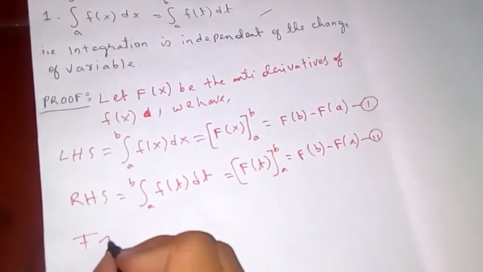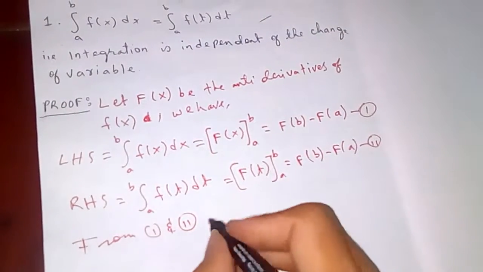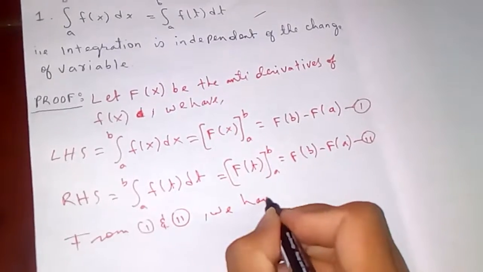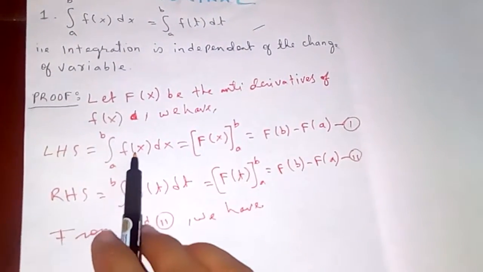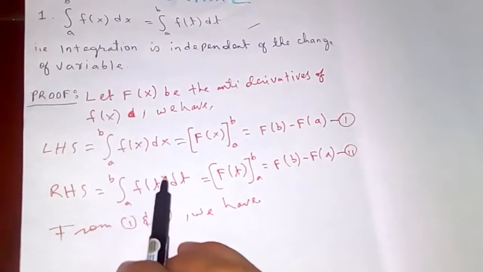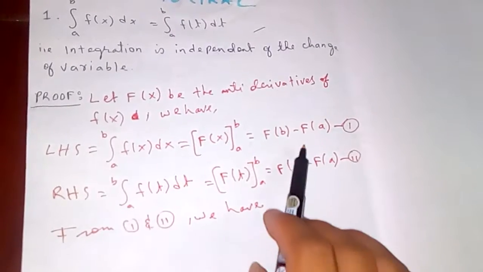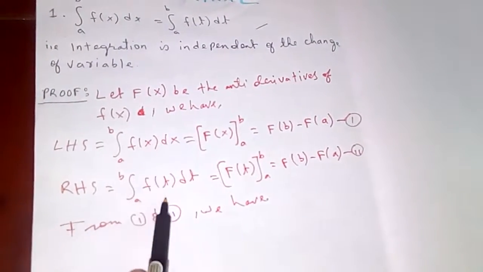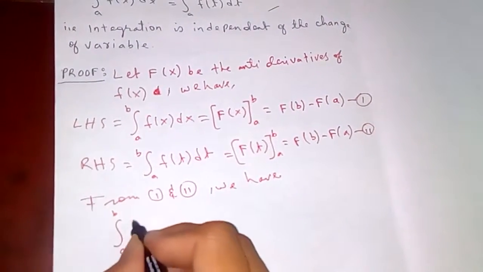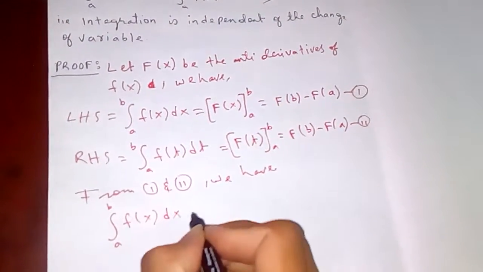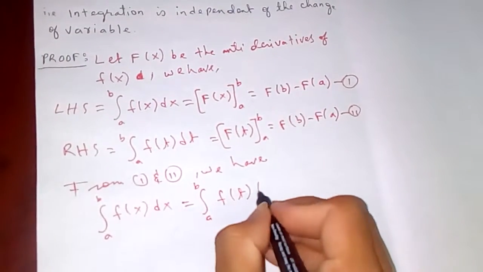So from 1 and 2, we have clearly that even though the variables are changed, after we integrate we get the same result, meaning these two must be equal. Therefore the integral from a to b of f of x dx must be equal to the integral from a to b of f of t dt.